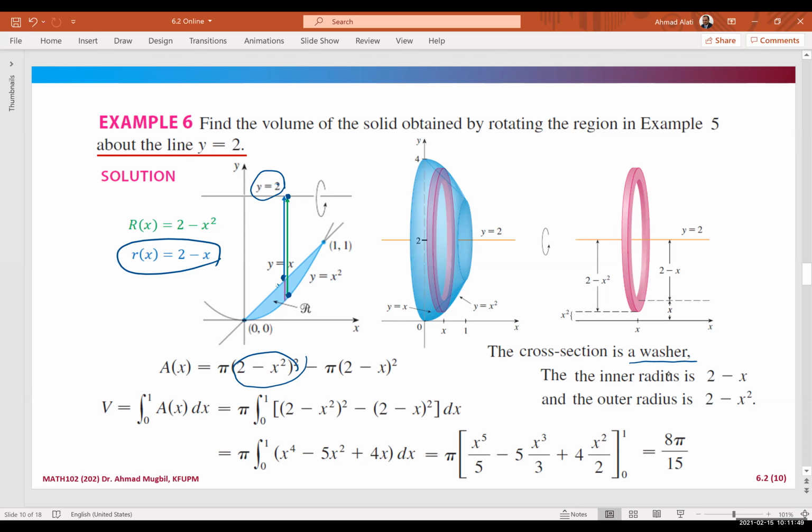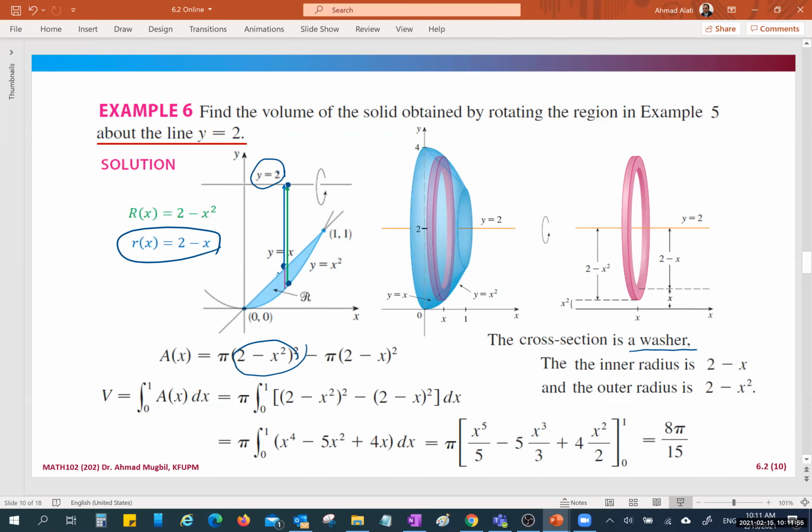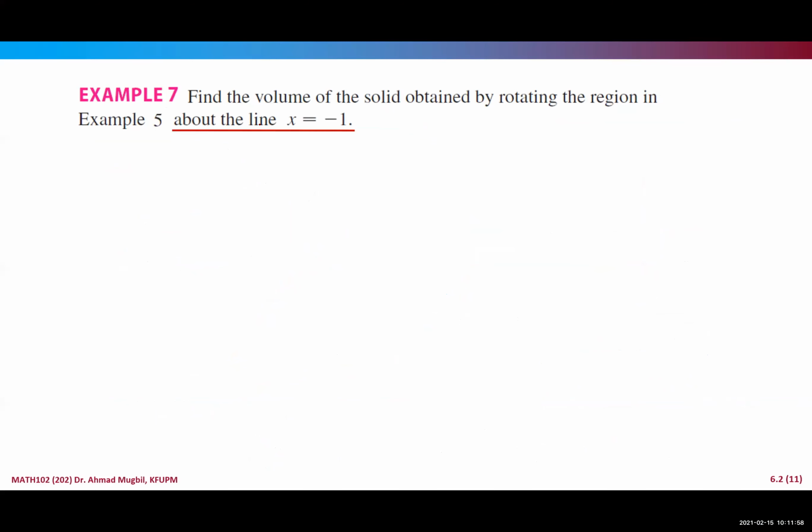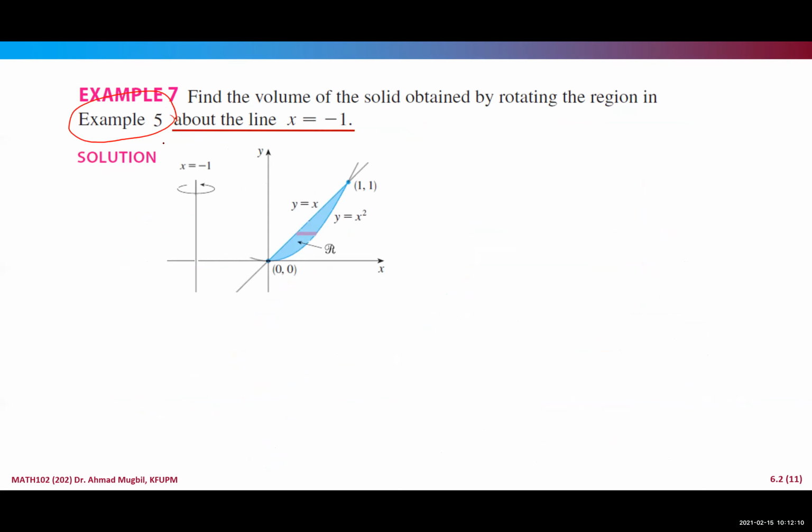So we will repeat the same example, but this time with the axis of rotation, or the line of rotation, x equals -1. So repeat the same example, the same region. A vertical line parallel to the y-axis.